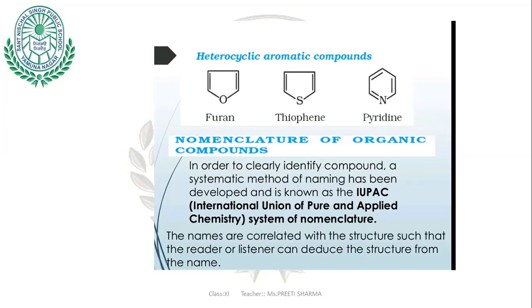So systematically, we use an IUPAC name, and the second is a common name. But in your syllabus, we have only the IUPAC name, nomenclature, International Union of Pure and Applied Chemistry system of nomenclature. And these names are correlated with the structure such that the reader or the listener can deduce the structure from the name. That is commercially used, internationally used.